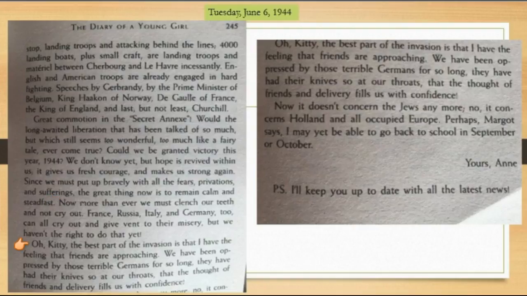Oh, Kitty, the best part of the invasion is that I have the feeling that friends are approaching. We have been oppressed by those terrible Germans for so long. They have had their knives so at our throats. But the thought of friends and deliverance fills us with confidence. Now it doesn't concern the Jews anymore. No, it concerns Holland and all occupied Europe. Perhaps, Margot says, I may yet be able to go back to school in September or October. Yours, Anne. P.S. I'll keep you up to date with all the latest news.